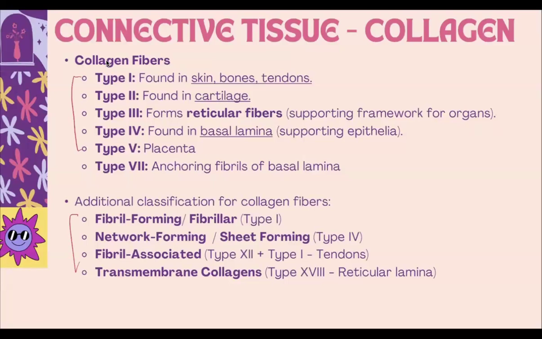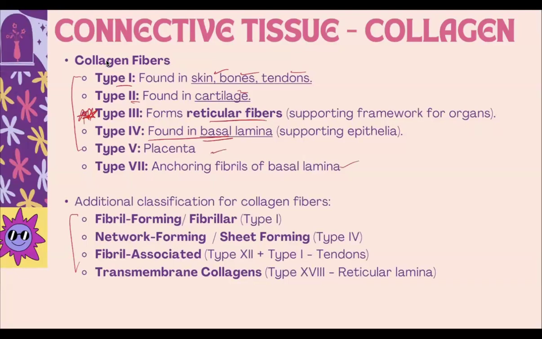So type 1 collagen is the one found in skin, bones, tendons. Type 2 is found in cartilage. Type 3, this is very, very important. It's mentioned again and again. It's found in reticular fibers. You have type 4, which binds to the basal lamina, also important. Type 5 for placenta, and type 7 for anchoring fibrils of basal lamina.